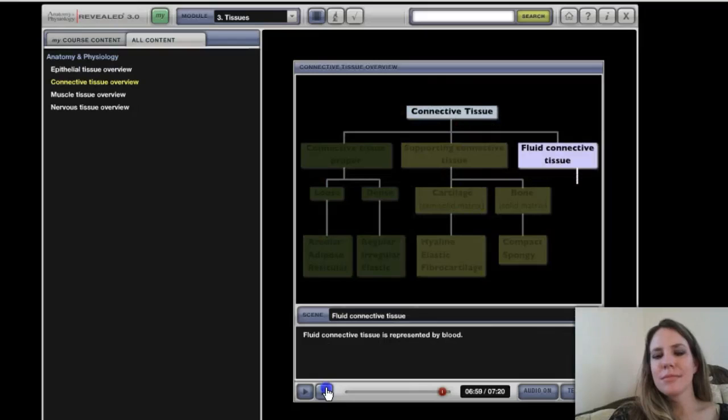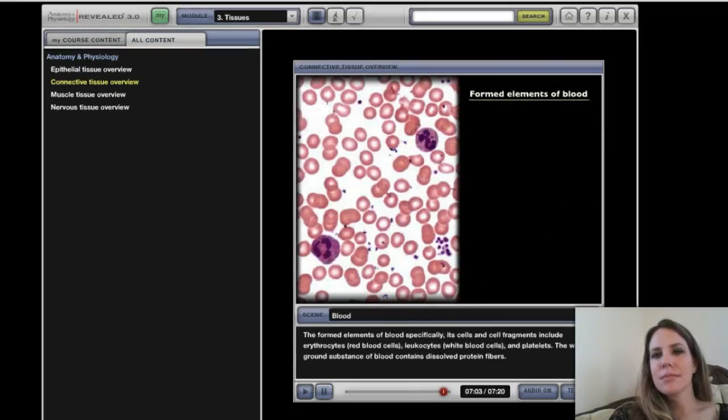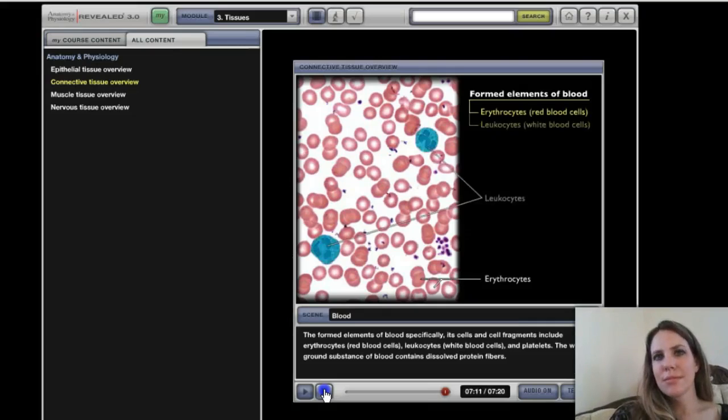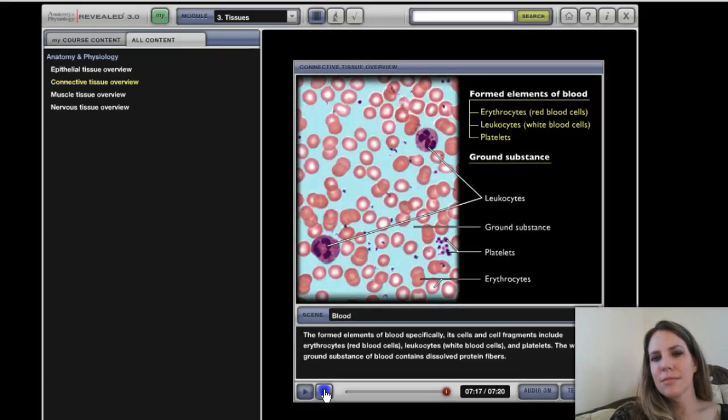Fluid connective tissue is represented by blood. The formed elements of blood, specifically its cells and cell fragments, include erythrocytes, or red blood cells, leukocytes, or white blood cells, and platelets. The watery ground substance of blood contains dissolved protein fibers.